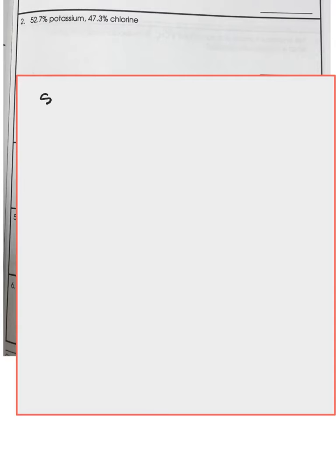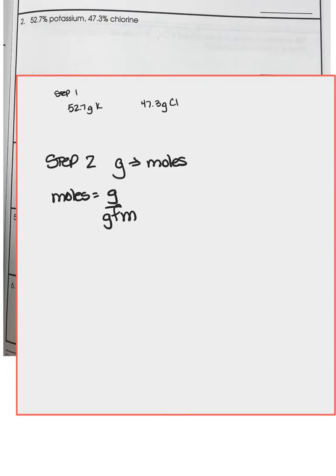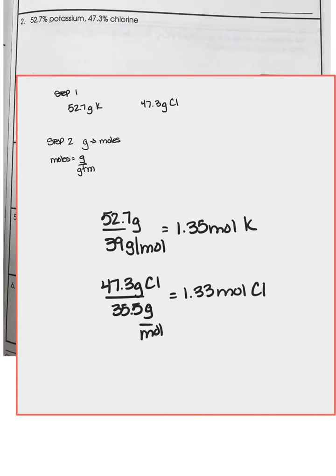Alright, so for this one, for step 1, all we're going to do is take the 52.7% potassium and make it 52.7 grams of potassium, and 47.3% chlorine. We're going to make it 47.3 grams of chlorine. That takes care of step 1. For the next step, we're going to change grams to moles using our mole conversion formula. For this step, all I did was I took the grams, just like in the formula, it's up on top. I took the gram formula mass of the element that I'm looking at. I divided them, and I got moles of potassium to be 1.35, and I've got 1.33 moles of chlorine.